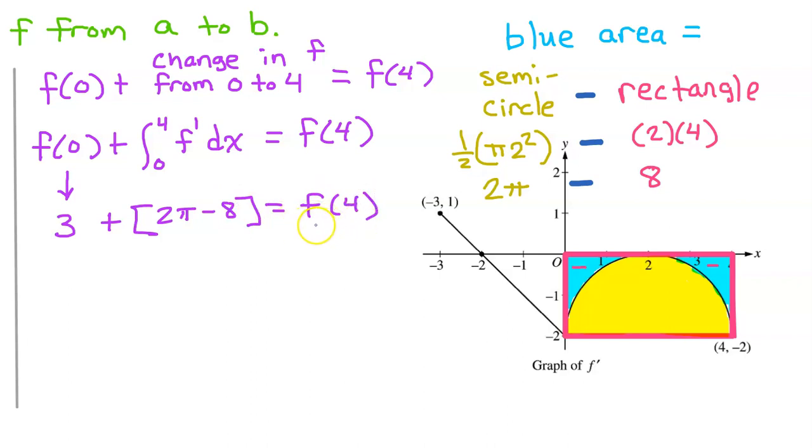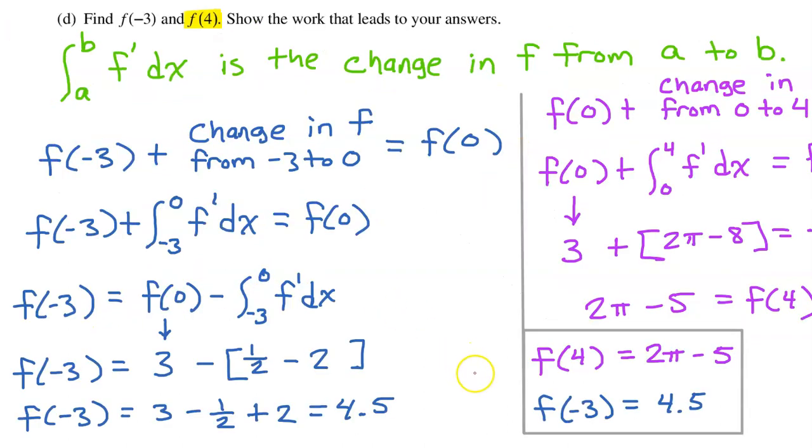And f of 4 is what we're trying to find. So let's just simplify this. We have 3 minus 8, so that gives us 2 pi minus 5. And that's the answer. Just to summarize, f of 4 is equal to 2 pi minus 5, and f of negative 3 equals 4.5.